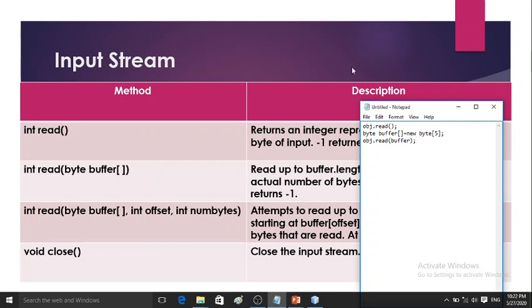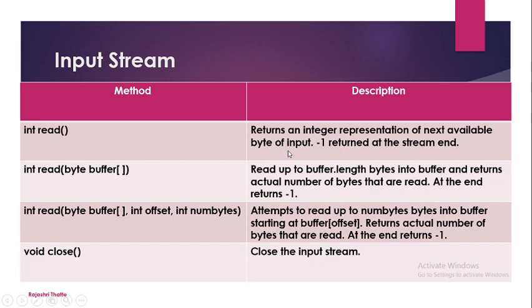So let us consider a byte array is created, byte buffer with size 5, and here I am using obj, which is considered an object of some input stream class, maybe a file input stream or whatever. Obj.read(buffer) means at a time I can read 5 bytes of data from a file or from a source for which I have created the object. At the end of the stream, I get the return value -1. That means -1 indicates there are no more bytes available in the source.